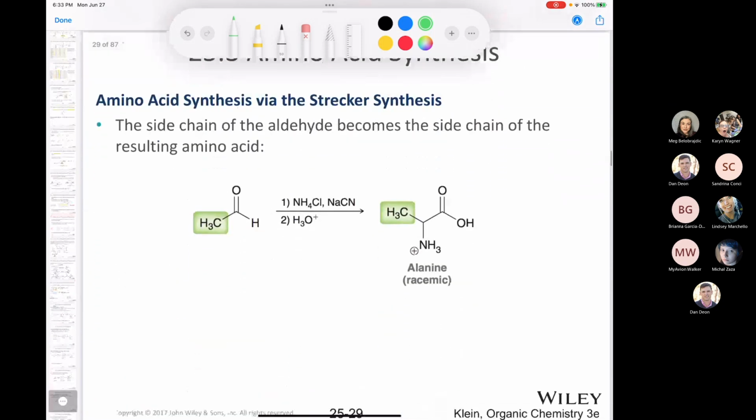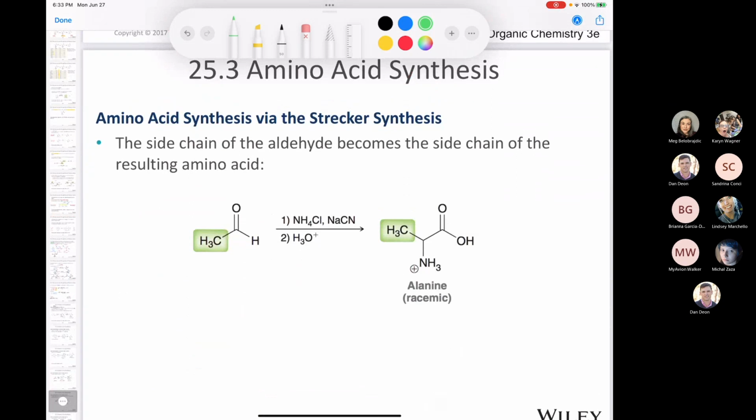So let's take a look at an example of the Strecker synthesis. The side chain of the aldehyde becomes the side chain of the resulting amino acid. So if we have a methyl as a side chain in acetaldehyde, that's the name of this, acetaldehyde, then we're just going to have an R group that's a methyl. Well, what's that? It's alanine. One of the first amino acids that we looked at was alanine. But again, it's racemic. It's a mixture of R and S. It's a 50-50 mixture. So again, you'd have to find some kind of way to separate it.